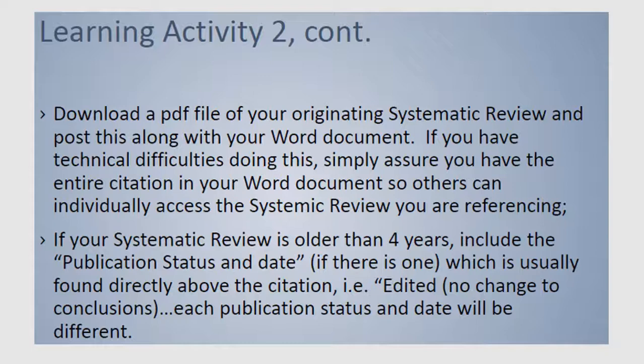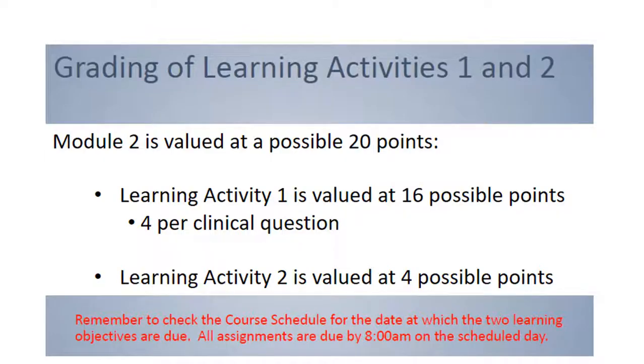Oftentimes students have difficulty attaching two documents to the discussion board. It's easier on the assignment tab, but on the discussion board, this is oftentimes difficult. The best way to do this, that I have found anyway, is to attach one of the documents, save it, go back in, reply to yourself, and add the second document. Then, of course, save. The grading for both Learning Activities 1 and 2 is listed here.